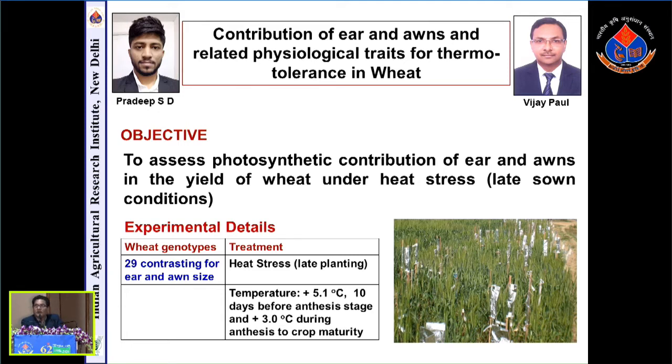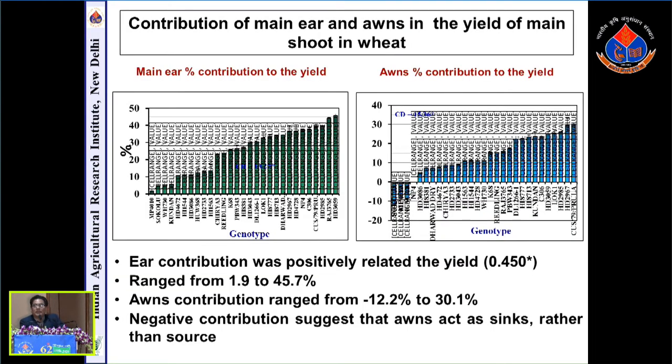And this is the picture of the experiment. They observed the contribution of the main shoot, ONS and the ears in the yield of the main shoot in wheat, and it was found that the ear contribution was positively correlated with the yield, and it ranged from 1.9 to 45%. On the other hand, ONS contribution ranged from -12 to 30%, and this negative contribution in some of the genotypes suggests that in these genotypes the ONS may act as sinks rather than the source.